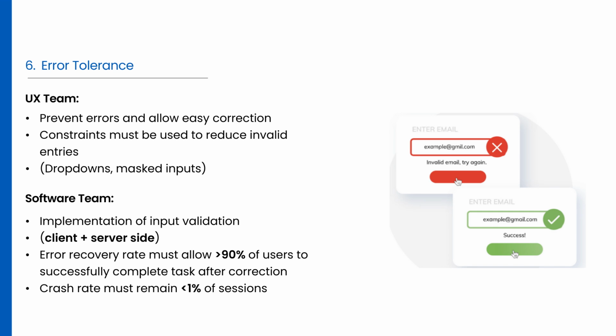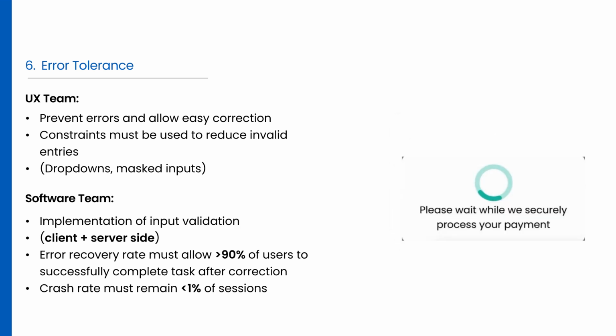The software team must implement input validation on both client and server sides. For example, if a user enters an invalid email, the system must immediately show an error and guide correction. Error recovery must allow at least 90% of users to successfully complete the task after correction. And crash rates must remain below 1% to ensure system reliability. Crash rate is the technical failures causing the app to stop. For example, the app crashes when loading the payment gateway due to a bug, and it is logged as a crash event.